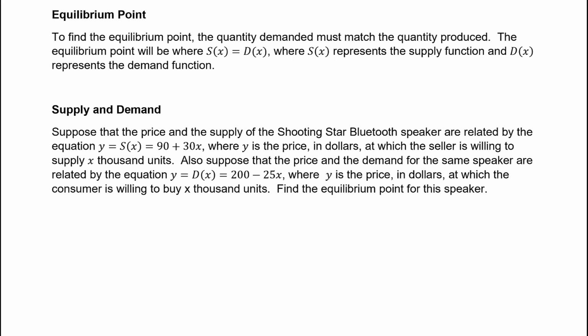Supply and demand. Suppose that the price and the supply of the Shooting Star Bluetooth speaker are related by the equation y equals S of x equals 90 plus 30x, where y is the price in dollars at which the seller is willing to supply x thousand units. Also suppose that the price and the demand for the same speaker are related by the equation y equals d of x equals 200 minus 25x, where y is the price in dollars at which the consumer is willing to buy x thousand units. Find the equilibrium point for this speaker.